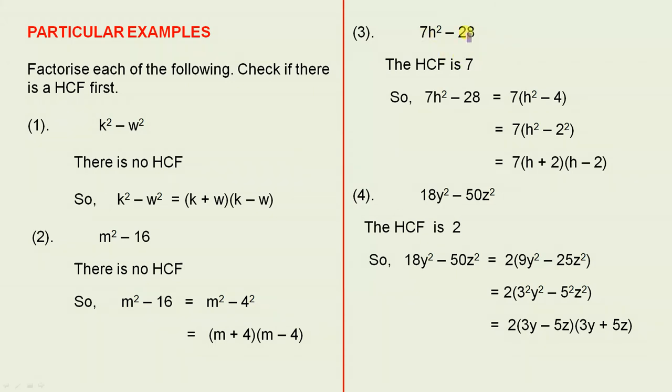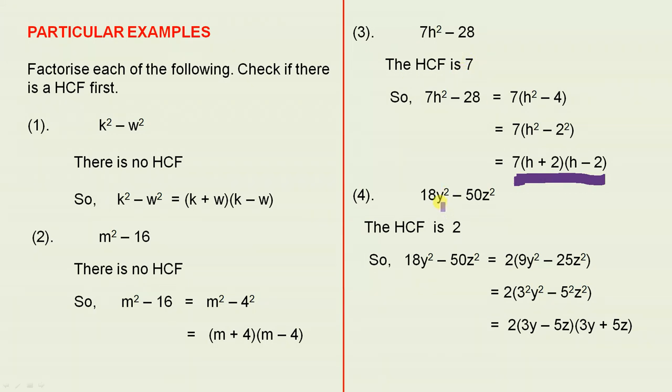For number 3, 7h squared minus 28, the HCF is 7, because 7 is the highest number that divides into both of those terms. So 7h squared minus 28 is 7 outside of h squared minus 4, which is 7 outside of h squared minus 2 squared, which is 7 outside of h plus 2, h minus 2. So that's the factorisation. And in that example, there was a HCF.